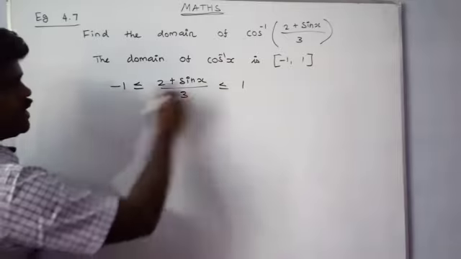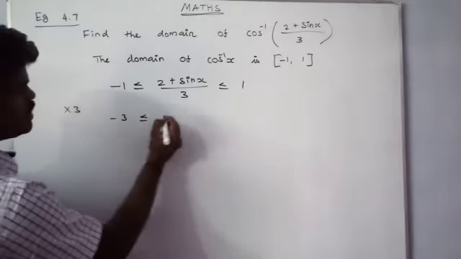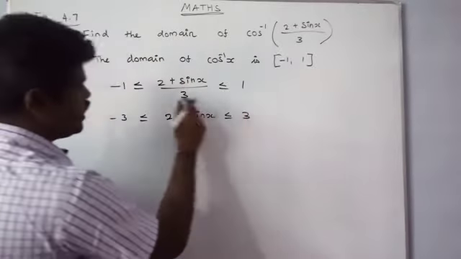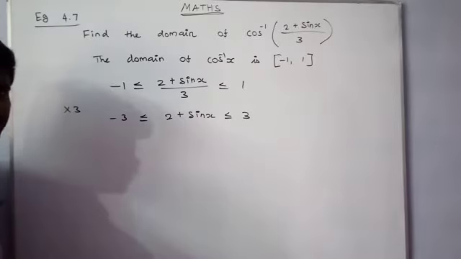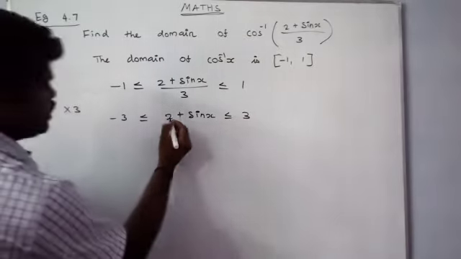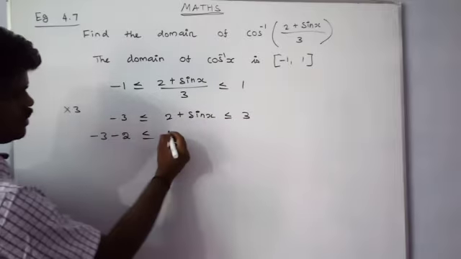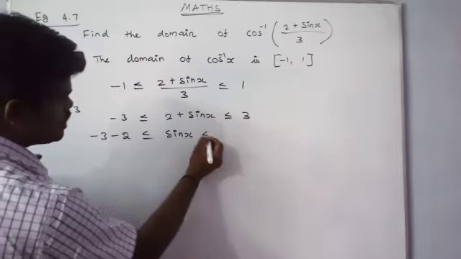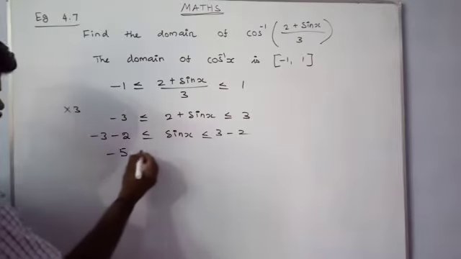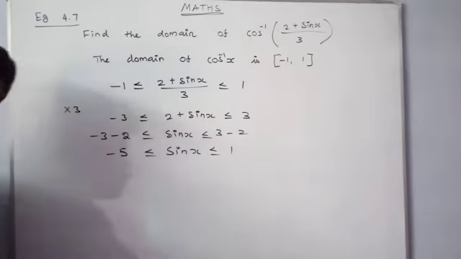And multiply by 3 on all sides. So minus 3 less than or equal to 2 plus sin x less than or equal to 3. Here the 3 is cancelled. We want to take the 2 to that side. Minus 3 minus 2 less than or equal to sin x less than or equal to 3 minus 2. Minus 3 minus 2 is minus 5, less than or equal to sin x less than or equal to 1.